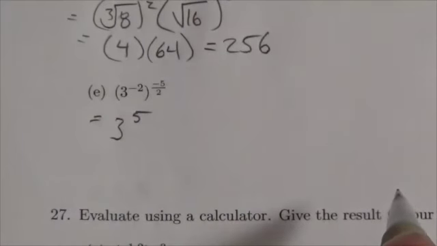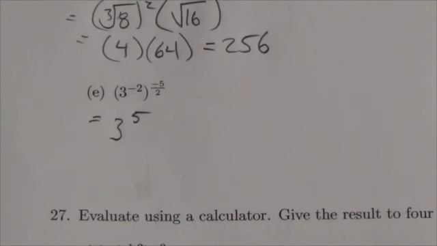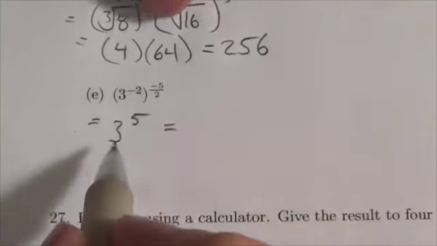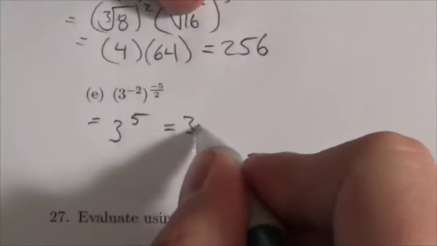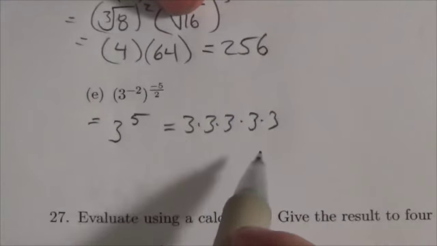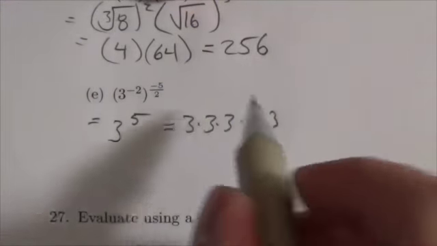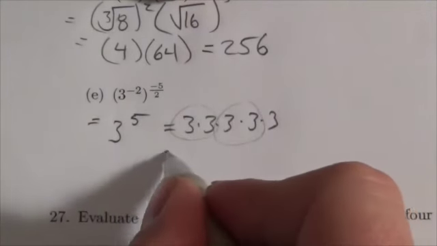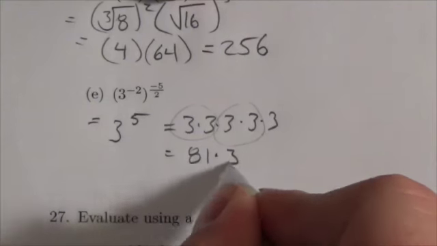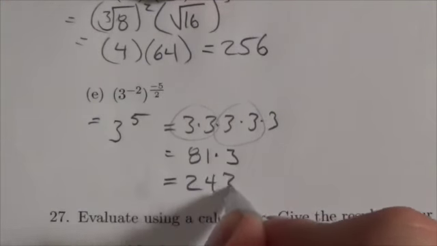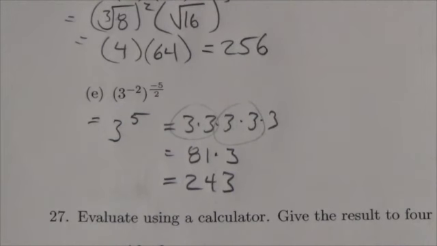And this just becomes 3 to the 5th. Now we're supposed to evaluate this without a calculator, so we're going to do this in pieces. 3 to the 5th is 3 times 3 times 3 times 3 times 3. I probably don't have to do it this way, but it's just going to make it a little bit easier for me. 3 times 3 is 9, 3 times 3 is 9. This is going to be 81 times 3, and then that's going to be 243. And there's our final answer.